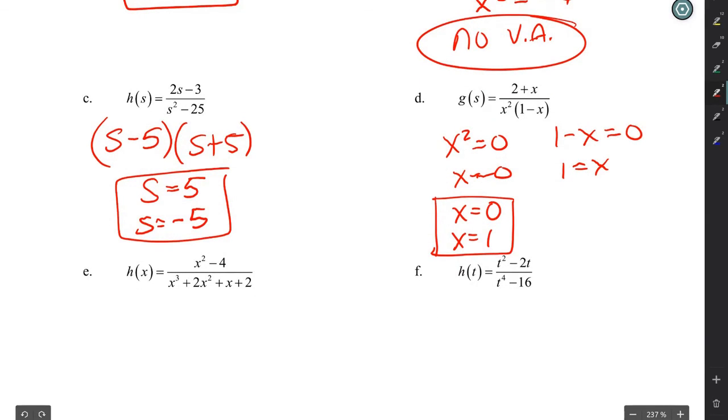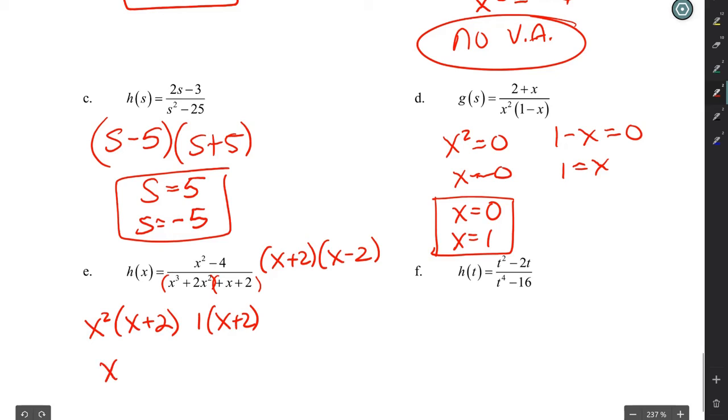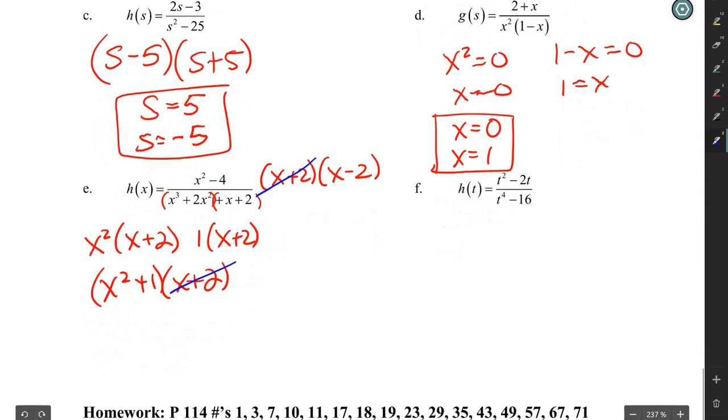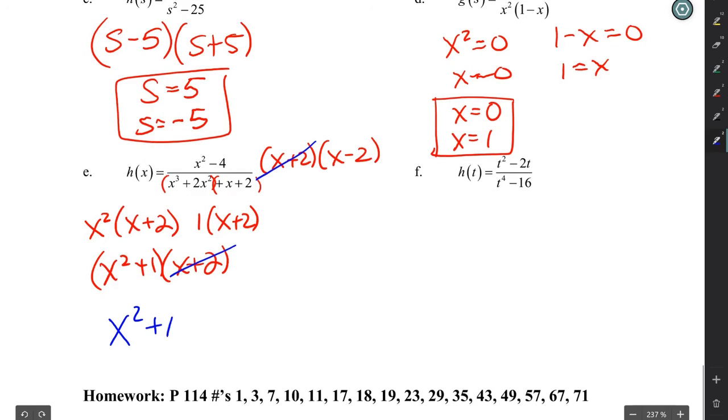For E, before we can figure out where our asymptotes are located, we have to factor. The numerator factors into x plus 2 times x minus 2. The denominator I can factor by grouping. The GCF of the first pair is x squared, leaving me x plus 2. The GCF of the second pair would be 1, leaving me x plus 2. So I get x squared plus 1 times x plus 2. Now, when I compare that to the numerator, the x plus 2's cancel. X squared plus 1 equals 0 results in no vertical asymptote.